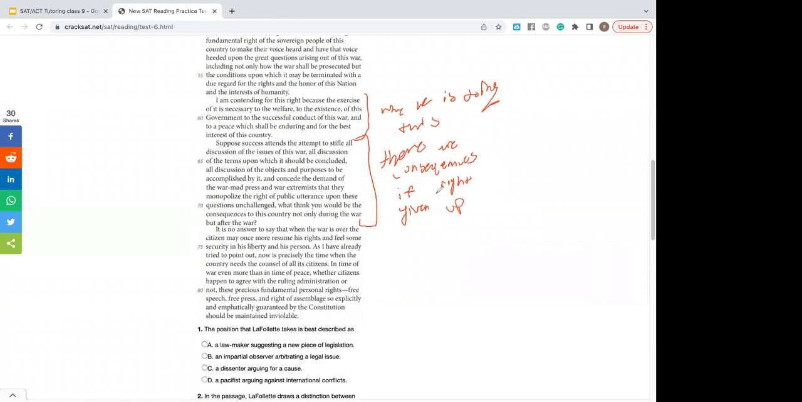It is no answer to say that when this war is over, the citizen may once more resume his rights and feel some security in his liberty in his person. As I've already tried to point out, now is precisely the time when the country needs the counsel of all of its citizens. In time of war, and even more than in time of peace, whether the citizens happen to agree with the ruling administration or not, these precious fundamental personal rights, free speech, free press, and right of assemblage, explicitly and emphatically guaranteed by the Constitution, should be made inviolable.